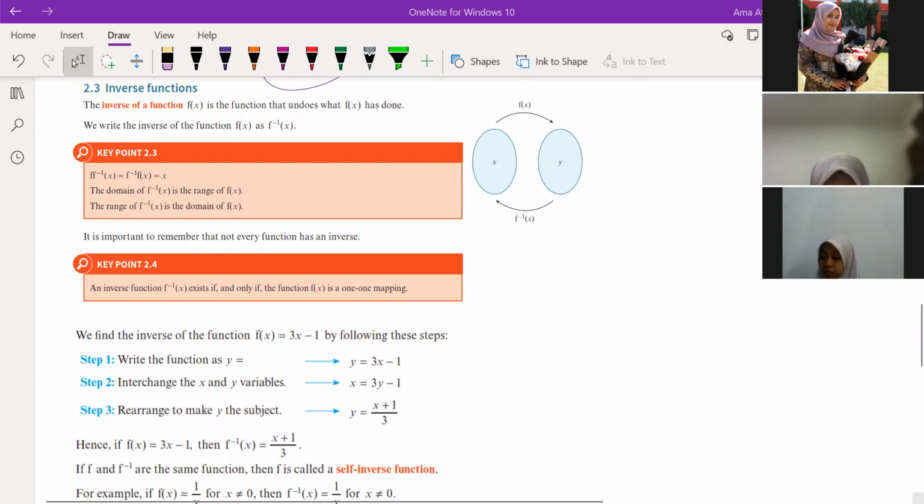Right, so the inverse of a function f(x) is the function that undoes what f(x) has done. We write the inverse of a function f(x) as f to the power of negative 1 of x. So we say this is the inverse of f(x).